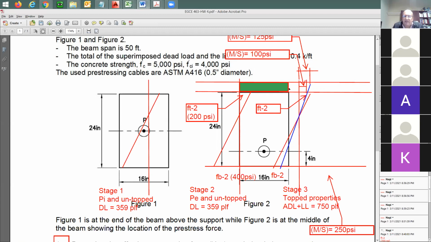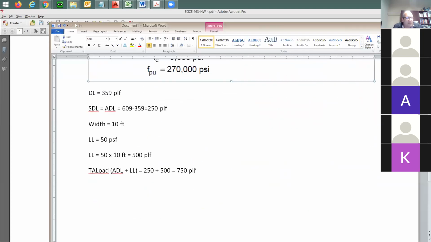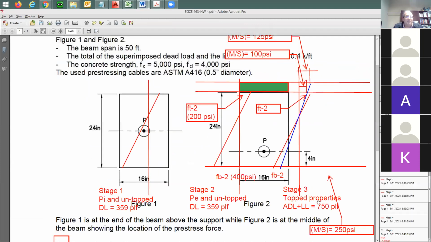Now I need to go here to phase 3. Phase 3 is going to be based on the composite properties. Now I have a new section with the new topping, new properties: new moment of inertia, new Y top, new Y bottom, new S top, new S bottom. Now I'm going to be adding this additional load of 750. Do you know where the 750 is coming from? It is from here. It's the additional dead load and live load. Let me find the moment for this additional dead load and live load.